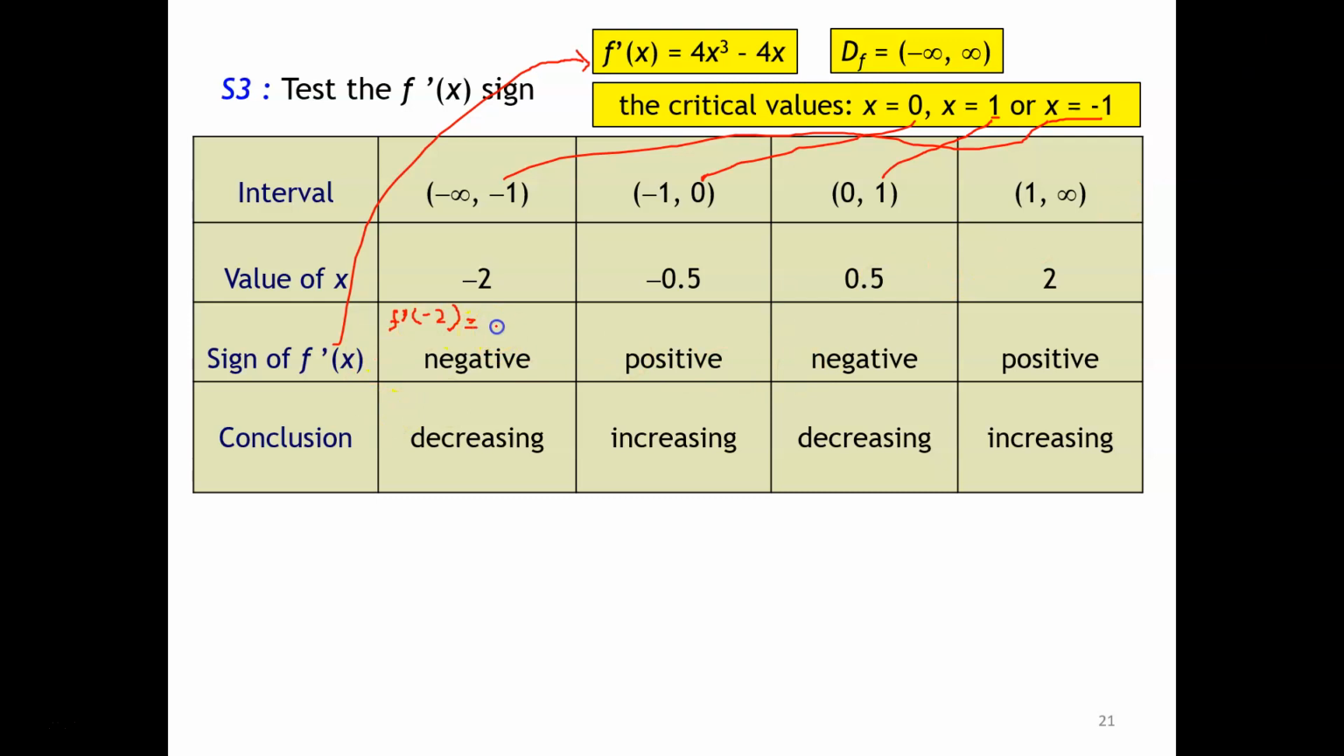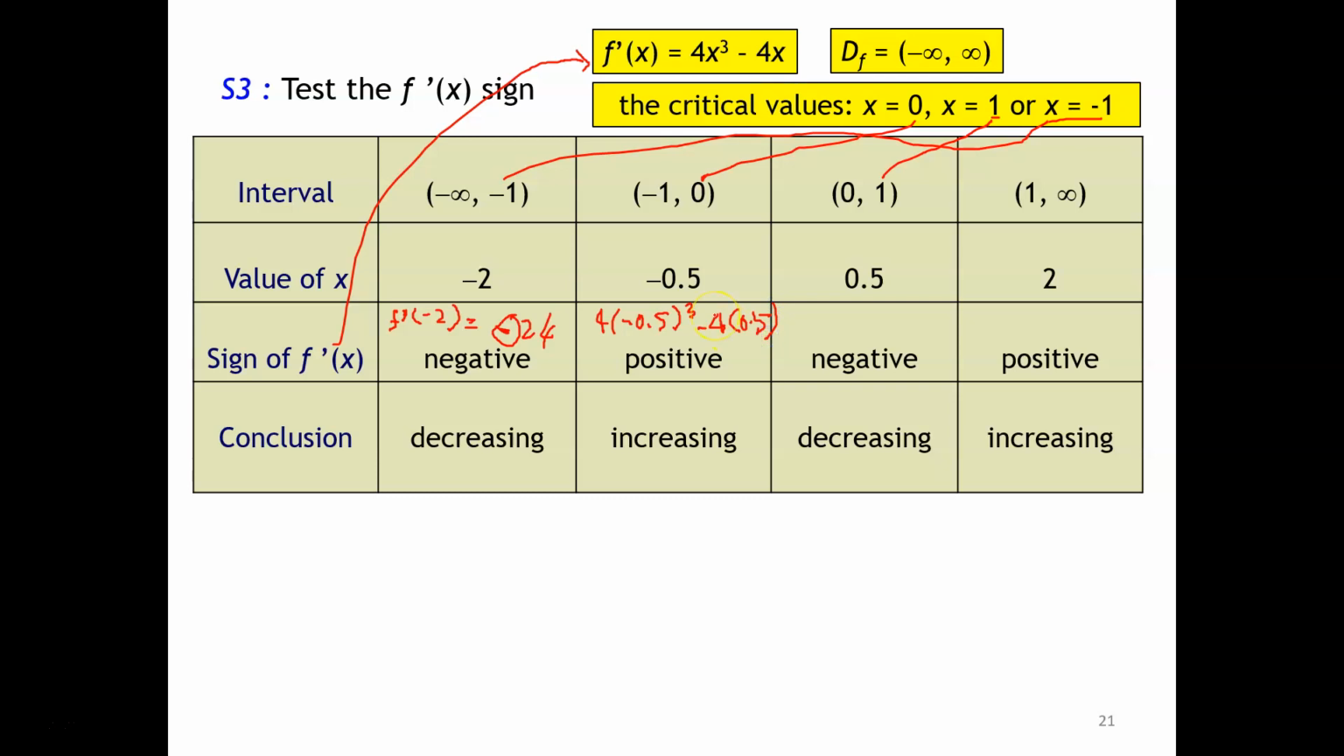The answer is -24. Forgive me if I'm wrong, but the answer is negative. See, the answer is negative. So the sign over here is negative. That's why I just put it negative. And then the same for this one, I just substitute 4 times -0.5 cubed, minus 4 times -0.5. So I will get the answer positive.